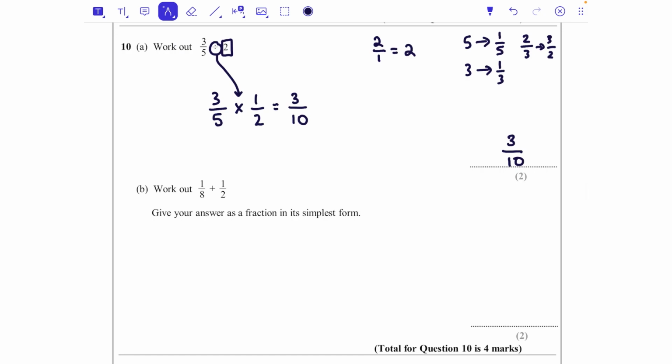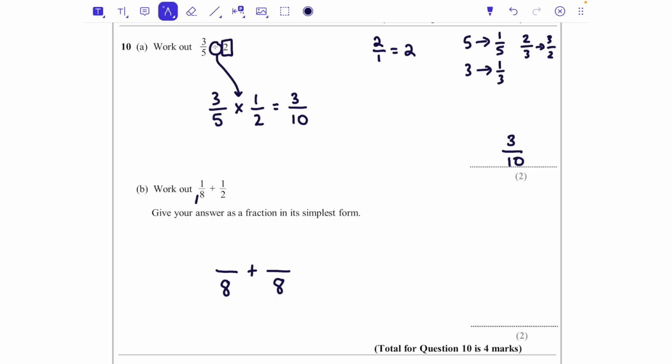So give your answer as a fraction in its simplest form. Now we need to make the denominators the same. So I need to make both of these fractions have the same number on the bottom, the denominator. And we need to find a number that's in the 2 times table and the 8 times table. And the easiest one to use is going to be 8. You could use 16. As long as it's in the 8 times table and the 2 times table, it's going to be absolutely fine.